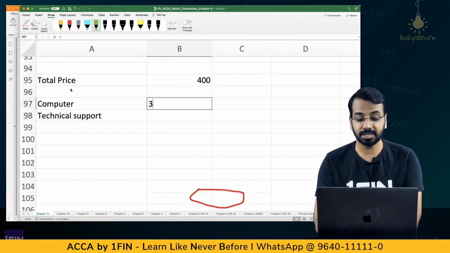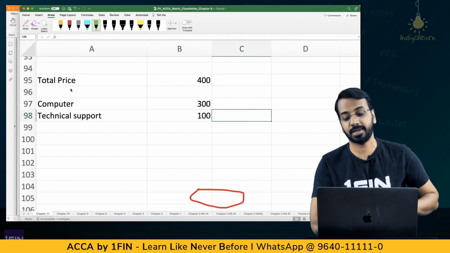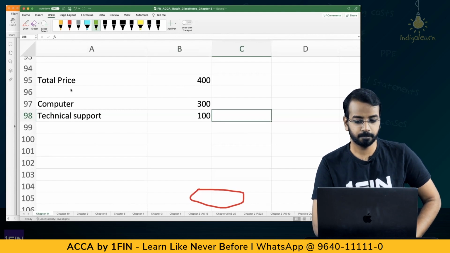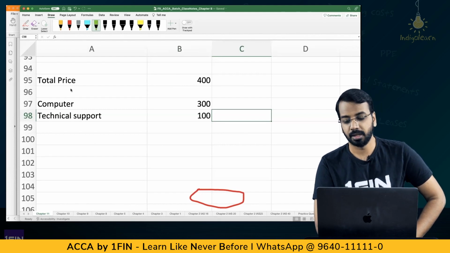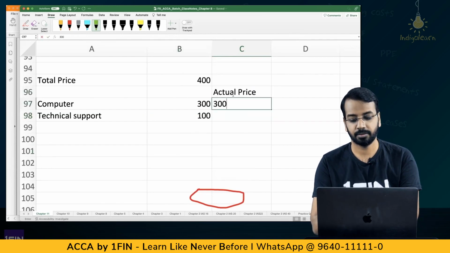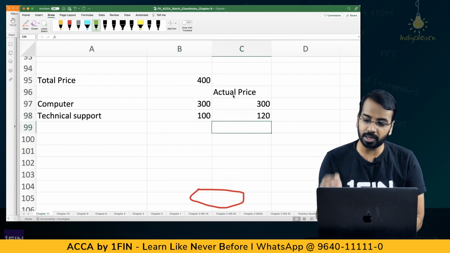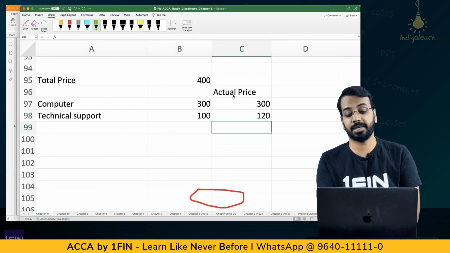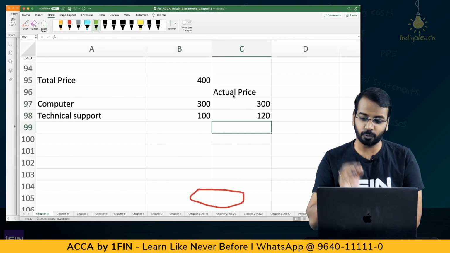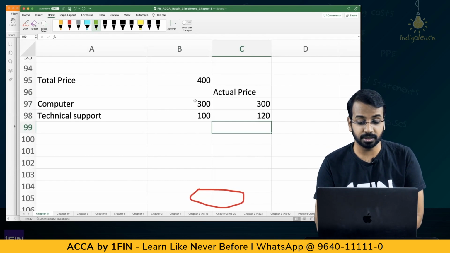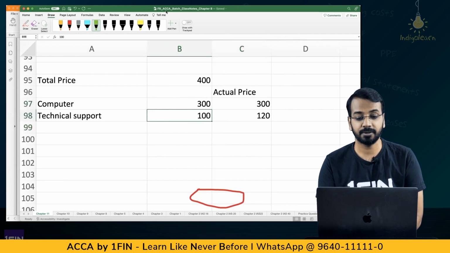Should I say that 300 is towards the computer and 100 is towards technical support? Can I do this? You can reply in the chat box, yes or no, or what you think should be the way to allocate the price. This is the actual price, 300 and 120. But the total amount that I have collected from the customer, because the customer has purchased the computer and also the technical support, I said, okay, please take it for 400 only. I'll not charge extra, 20 rupees discount. So now can I say the computer is 300 and technical support is 100?